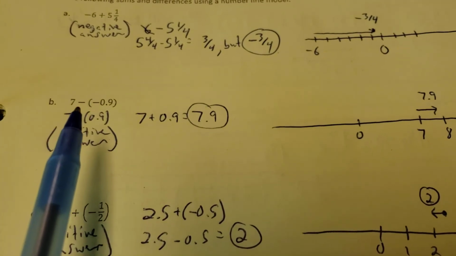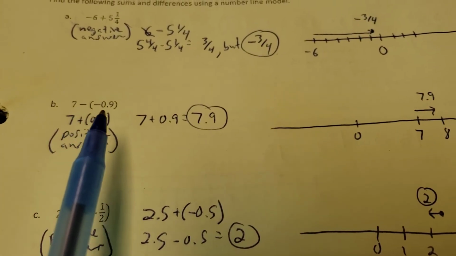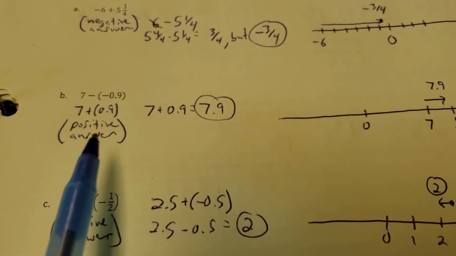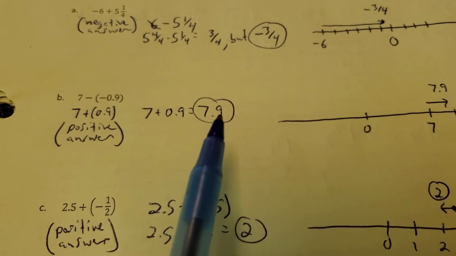We have a number line that can prove that. Turn it to adding the opposite, turn it to plus a positive 0.9, and of course you're just adding 2 positive numbers together. Of course it's going to be positive. 7 plus 0.9 is just 7.9.